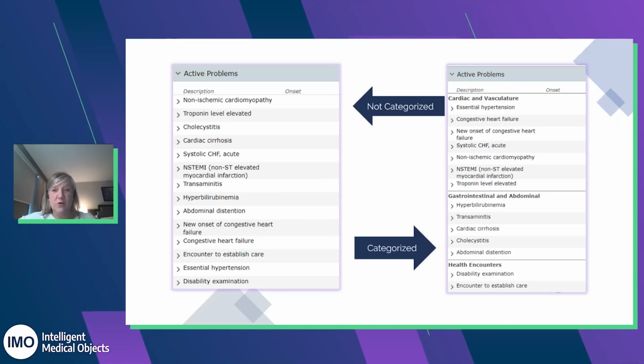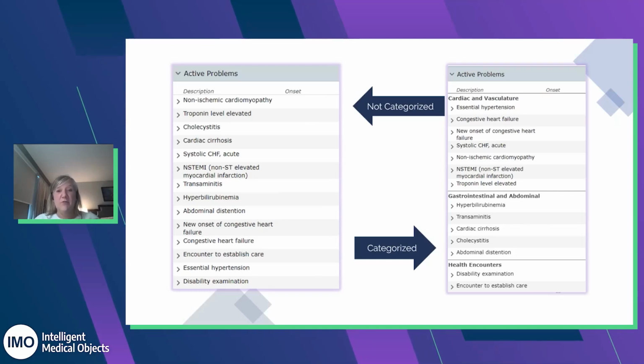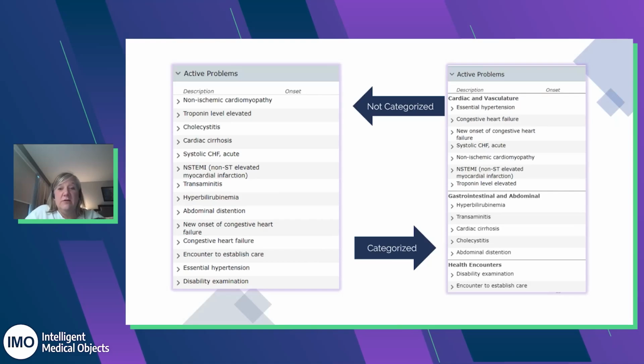When you turn on clinical categories, you see that it is divided up into cardiac and vasculature, gastrointestinal and abdominal, and then health encounters. And what you can see even on this short list is that congestive heart failure is on this patient's list on the right with verbiage that says congestive heart failure, new onset congestive heart failure, systolic CHF acute, and non-ischemic cardiomyopathy. So you have 4 things that are almost identical that are on that list. So not only can you see all of the cardiac issues in one place, you can also see all of the duplicates that are there, which is really helpful for cleanup.